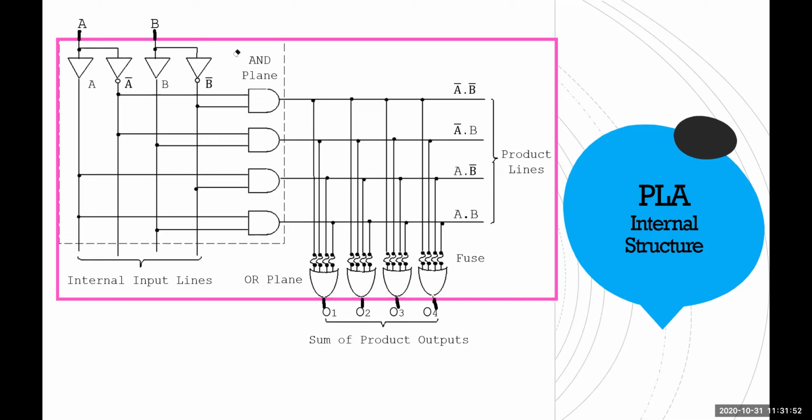Now here, in this AND gate, the connections are made like A bar and B bar. You can alter the connection. You can change the connection as you wish. Here I have given A bar and B bar. In this case, I have given A bar B. In this case, I have given A B bar. In this case, I have given A B. Okay, let's do one example.